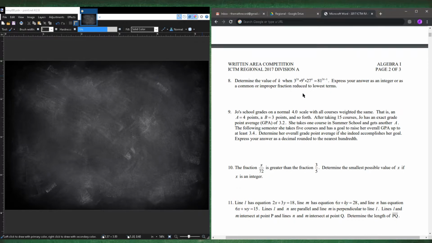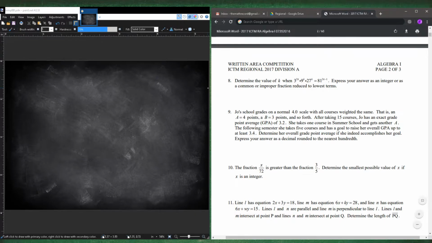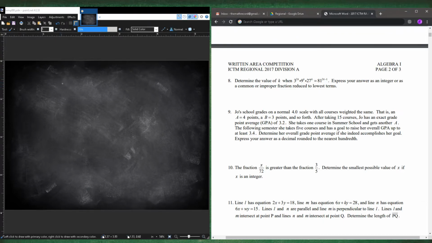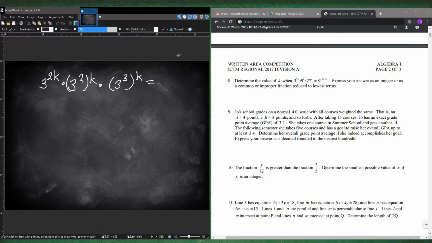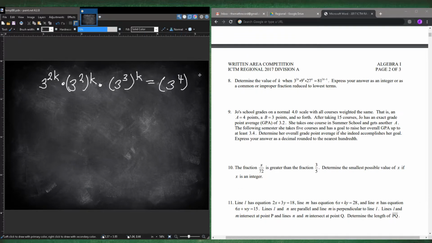So to solve these questions, all you have to do is make it the same base. So since I already see 3 is the smallest, it's usually just going to be the smallest, so it's the 3. So we need to make everything into base 3. So we have 3 to the power of 2k times 9 is just 3 squared, so it's 3 squared to the power of k, times 27, which is just 3 to the power of 3, raised to the power k, is equal to 81, which is 3 to the power of 4, and then raised to k minus 1.